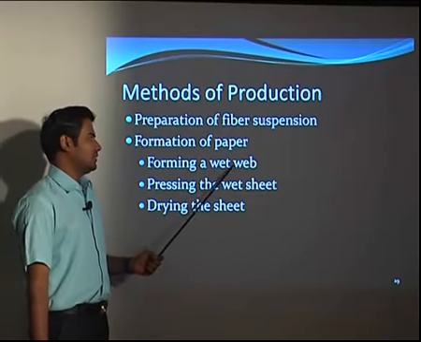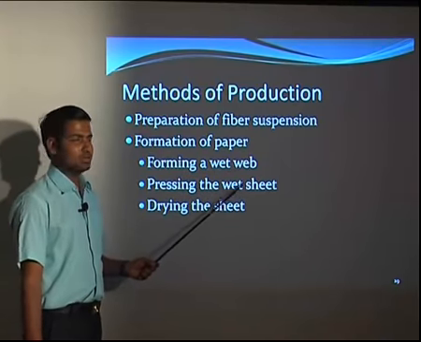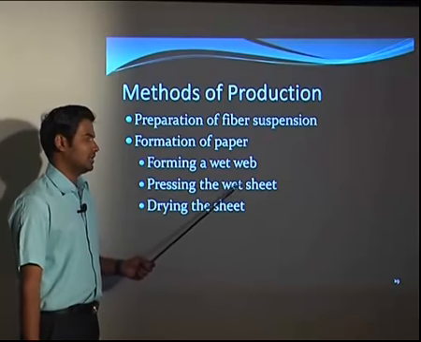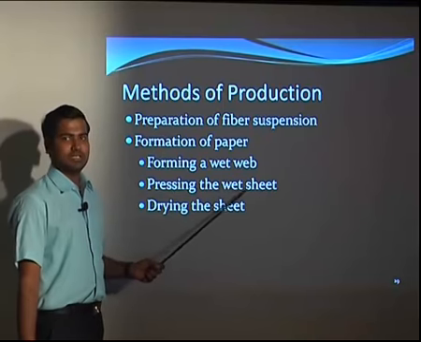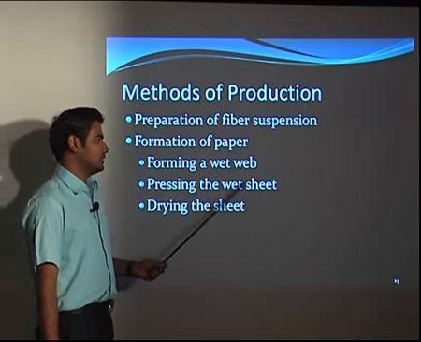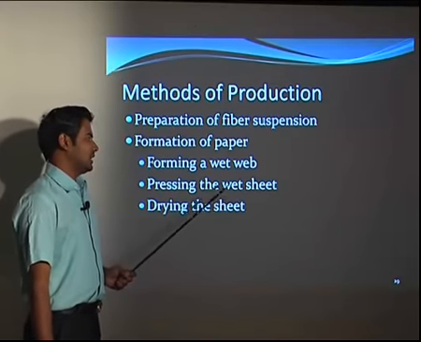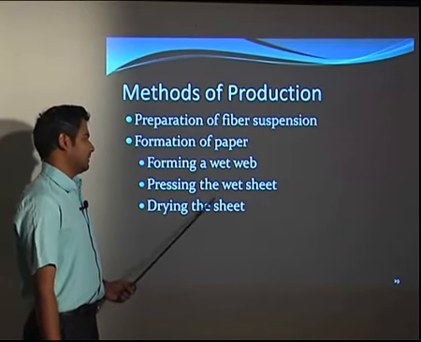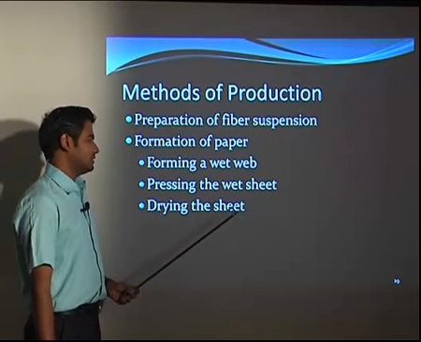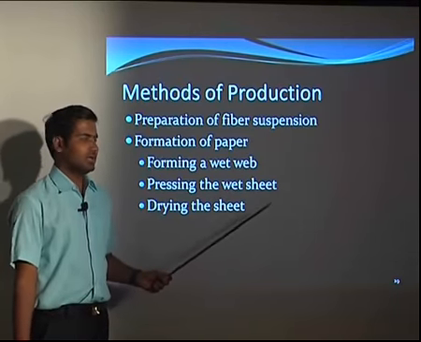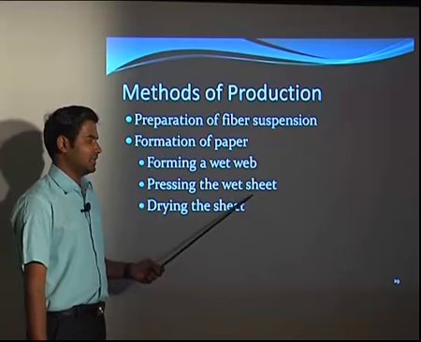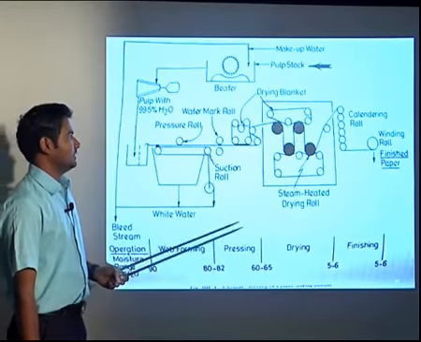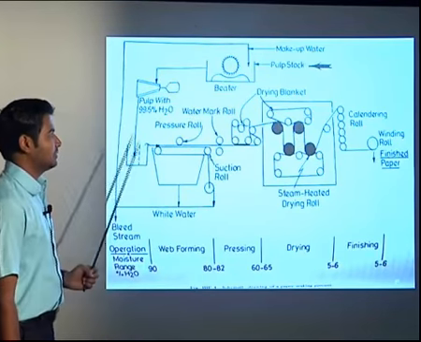Then after forming the wet sheet, we have to press it in order to remove the water content. After pressing the wet sheet, we can remove the water from the paper material and get a drier sheet. Then the almost dry sheet we have to dry further to get the moisture content very low. So this is the process of paper manufacturing.